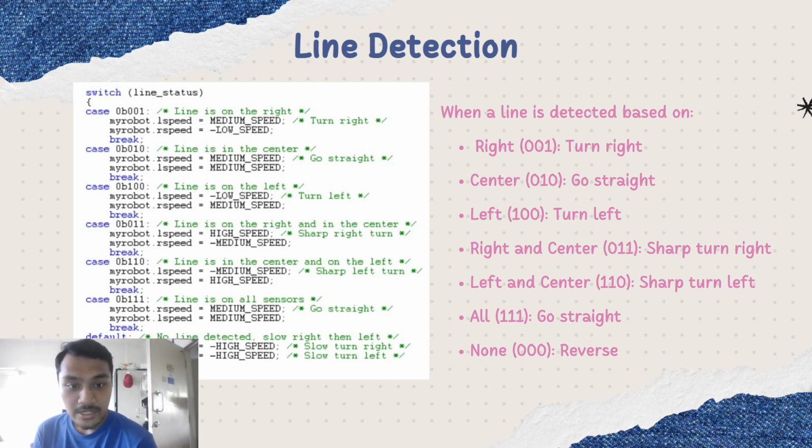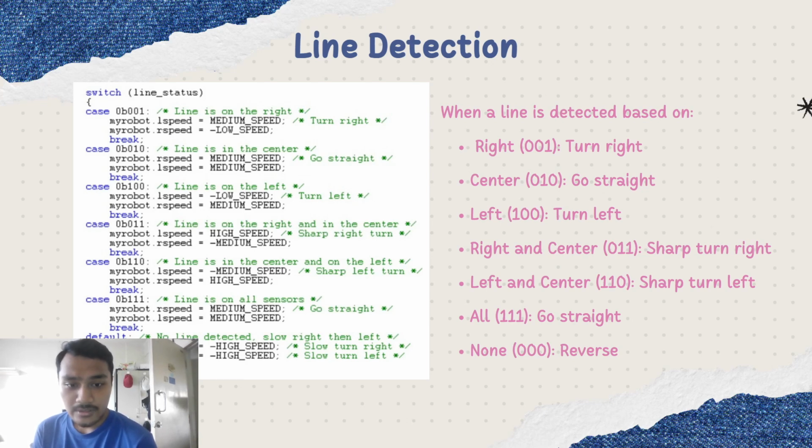And then next we have the middle and also the right sensor, both detected. For this case, we program the Robocar to go for a sharp turn right. And next one is the left and center, which is the middle and also the left sensor are detected. In this case, we also program the Robocar to go for a sharp turn left.